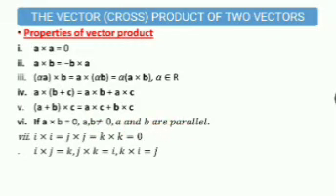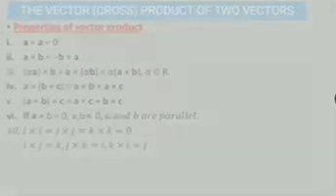So I cross I is equal to J cross J is equal to K cross K, which is equal to 0. But I cross J is equal to K, J cross K is equal to I, then K cross I is equal to J. Now, to mention a few.